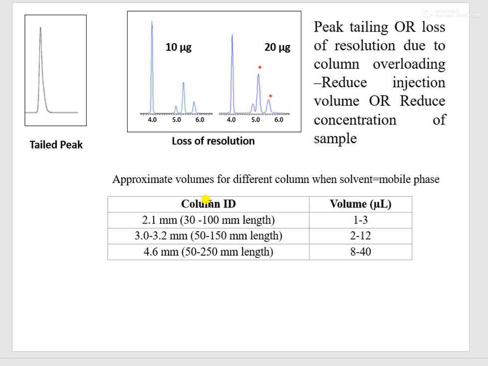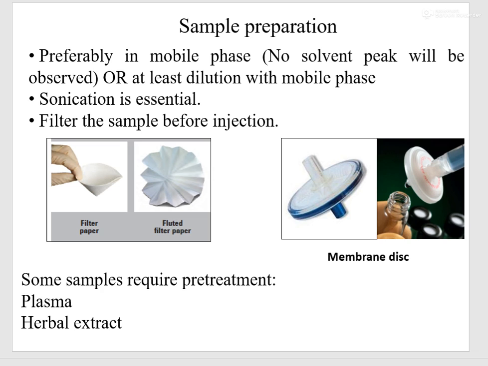This table depicts columns with different internal diameter and length and the volume to be injected. You can see from this chromatogram very well that when 20 microgram is injected, that is concentration overload or amount overload or mass overload. So here the two peaks are merged. But when the sample is reduced by half, that is 10 microgram, you can see well resolved peaks. There is no overlapping of peaks.